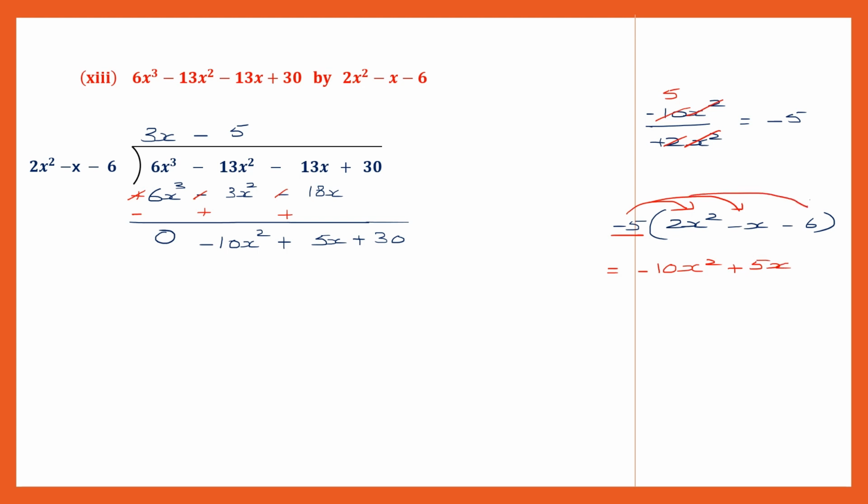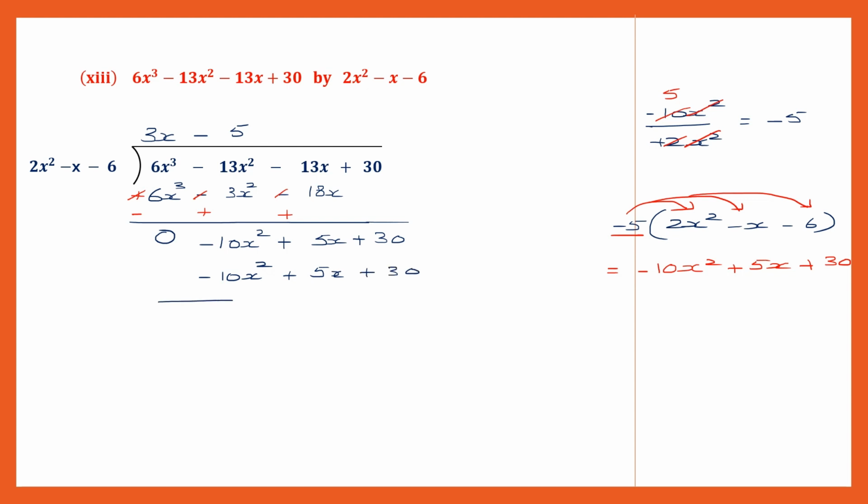Now go to the last term, minus into minus is plus, 5 6s are 30. So now this we are going to write it here. Okay, so let's write that. That's minus 10x square plus 5x plus 30.